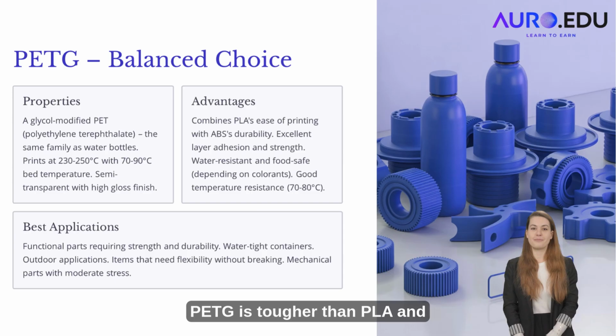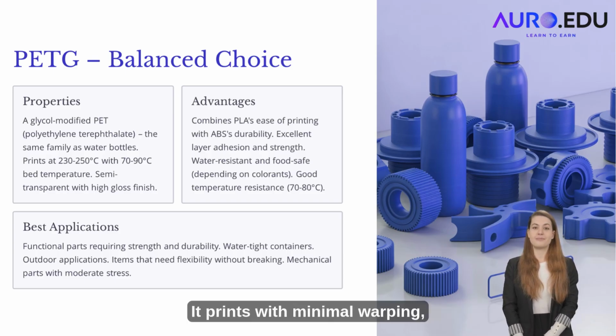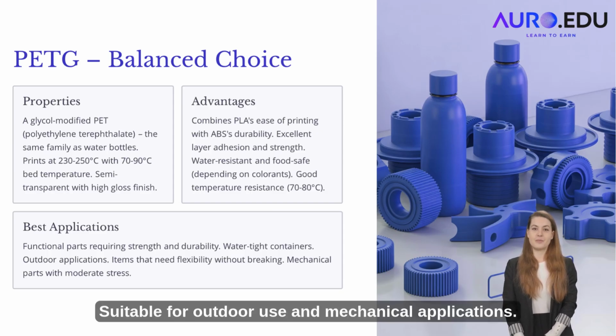13. PETG, Balanced choice. PETG is tougher than PLA and easier than ABS. It's semi-flexible, water-resistant, and ideal for functional parts. It prints with minimal warping, but needs precise cooling, suitable for outdoor use and mechanical applications.